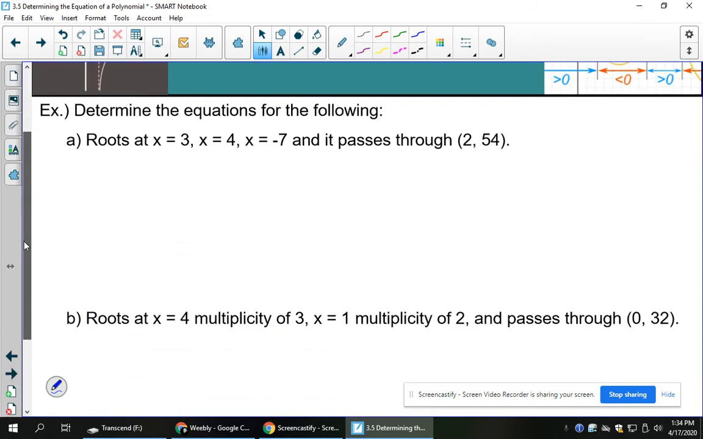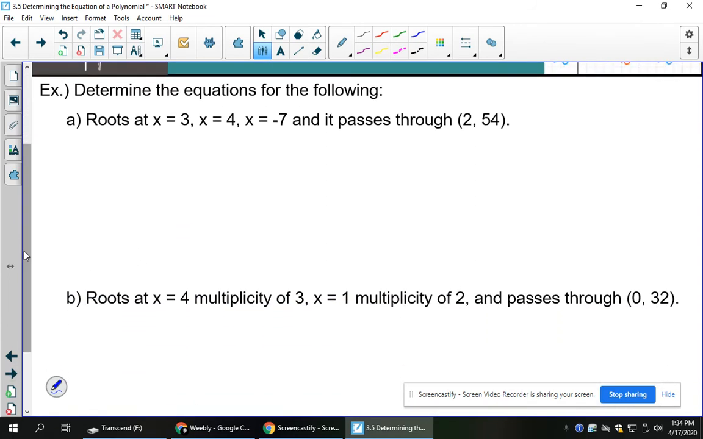Trying another one. Determine the equation for the following. Roots at 3, 4, -7, and passing through 2, 54. So we can only go with the information we're given. If they just tell us the roots, we're not going to put multiplicities of 2 or 3 or 4 on them. We assume the multiplicity is 1.